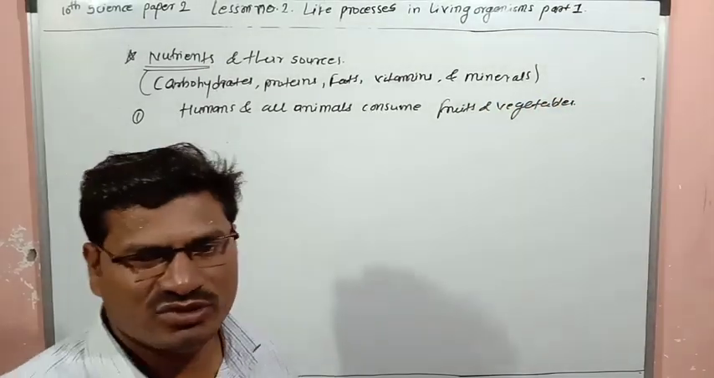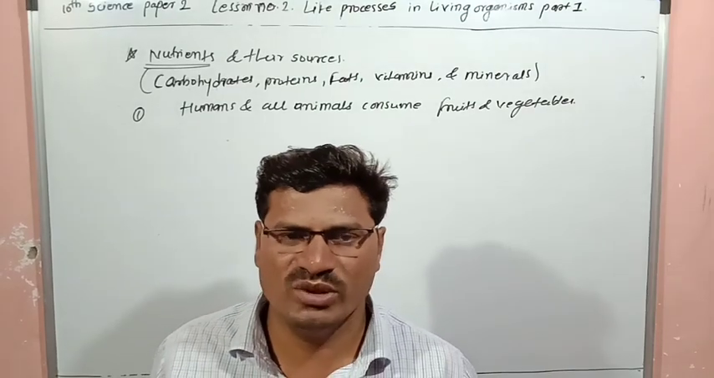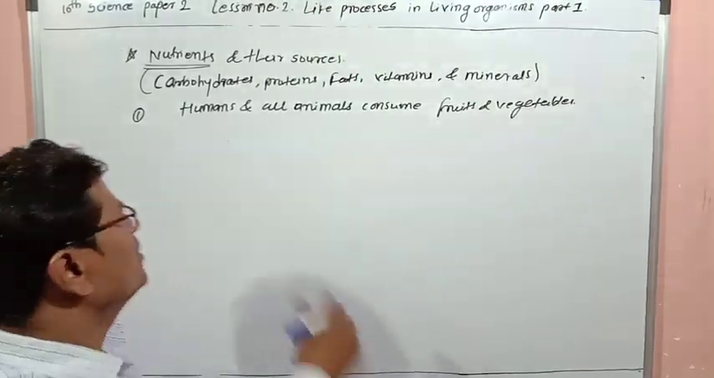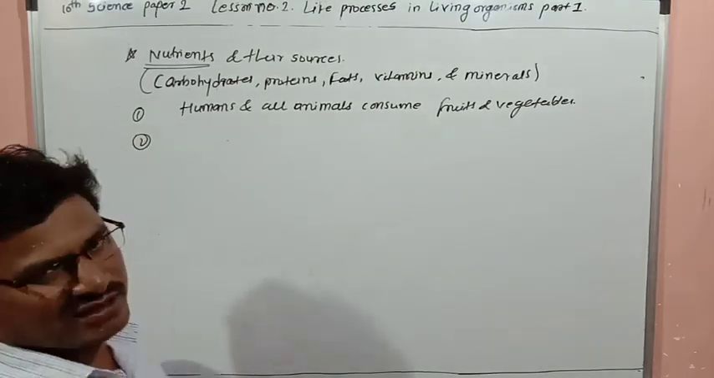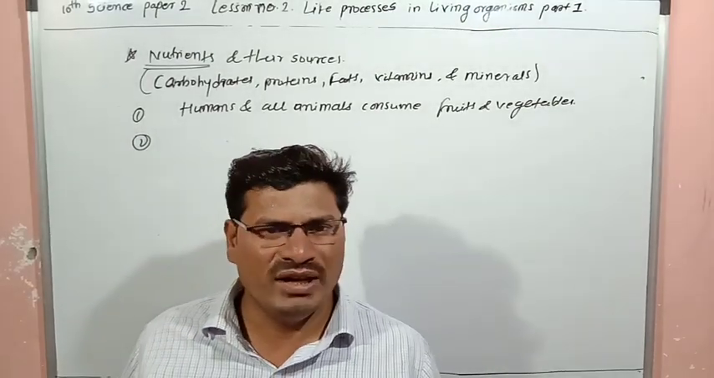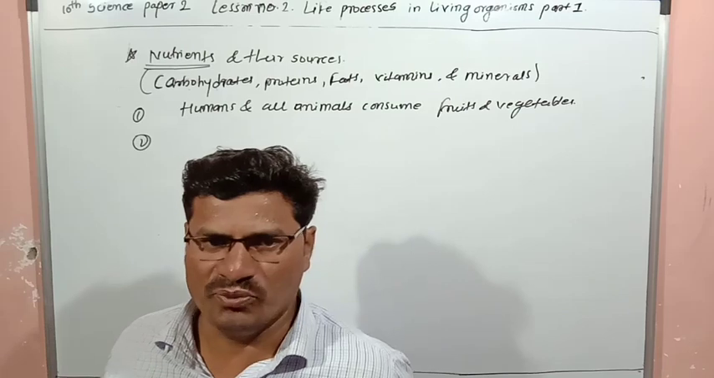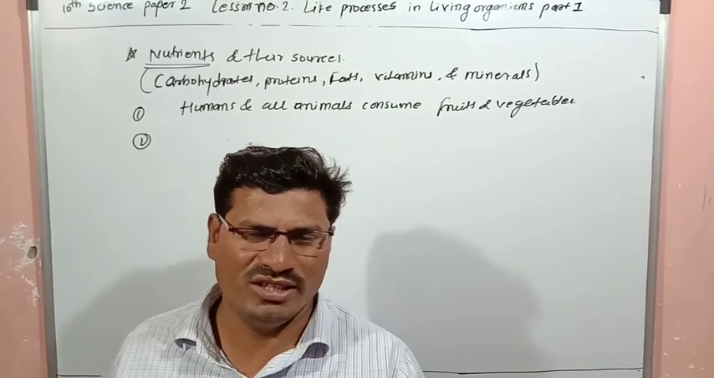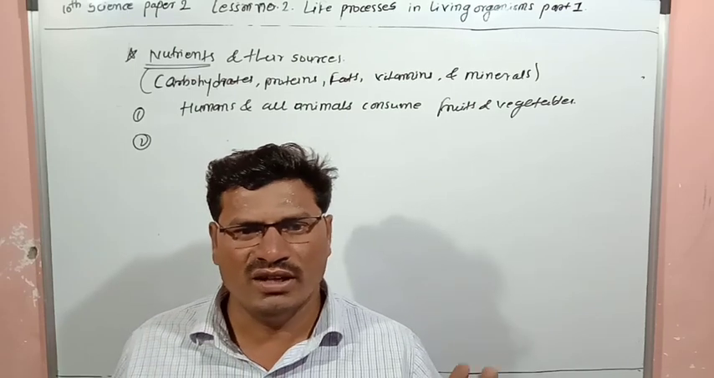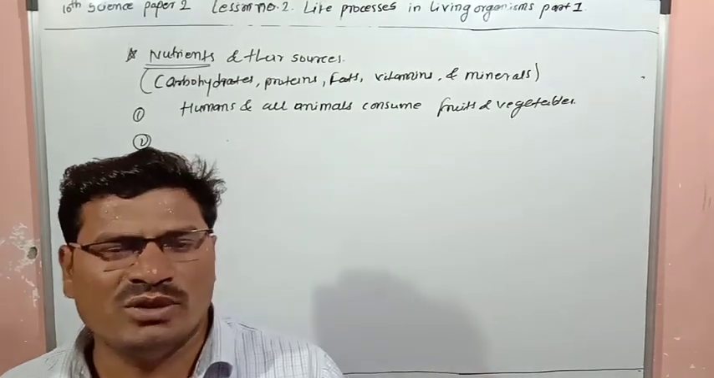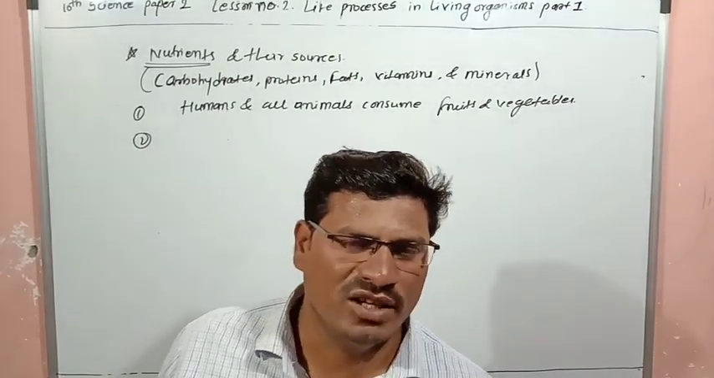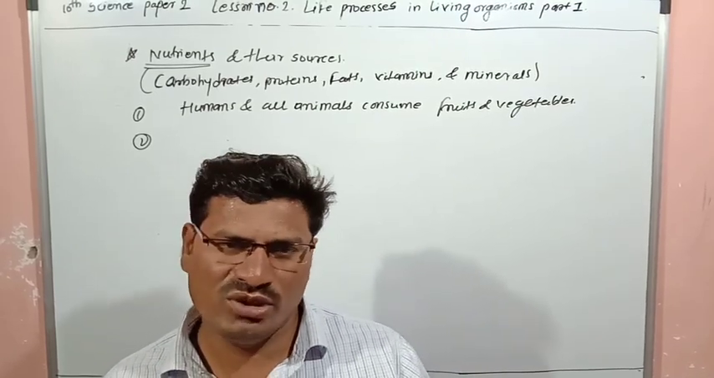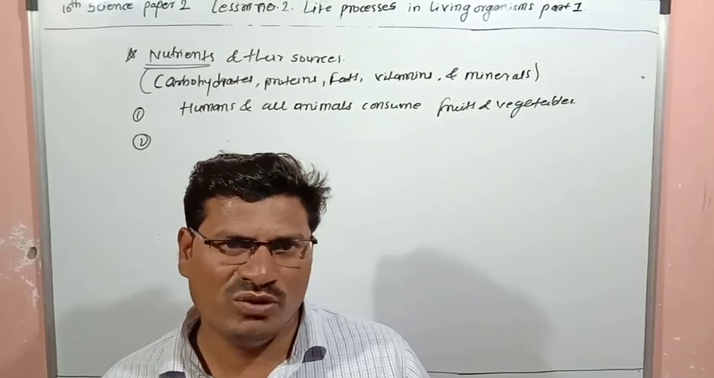So we are eating fruits and vegetables, and from them we are getting different nutrients. The second point is that plants are autotrophs. Human beings and animals are heterotrophs, and autotrophs produce their own food.